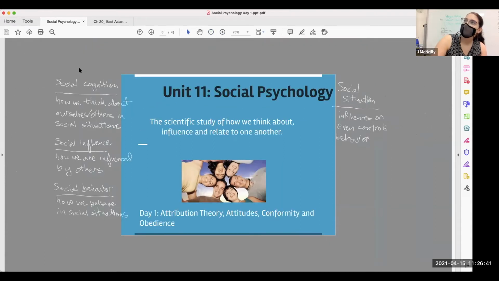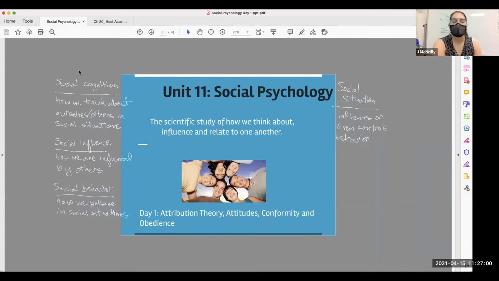Okay, we have social cognition. Social cognition is just how we think about social situations. How do we think about ourselves? How do we think about others? So if you say, oh, that person's so awkward, or oh, I'm so awkward, that is social cognition.